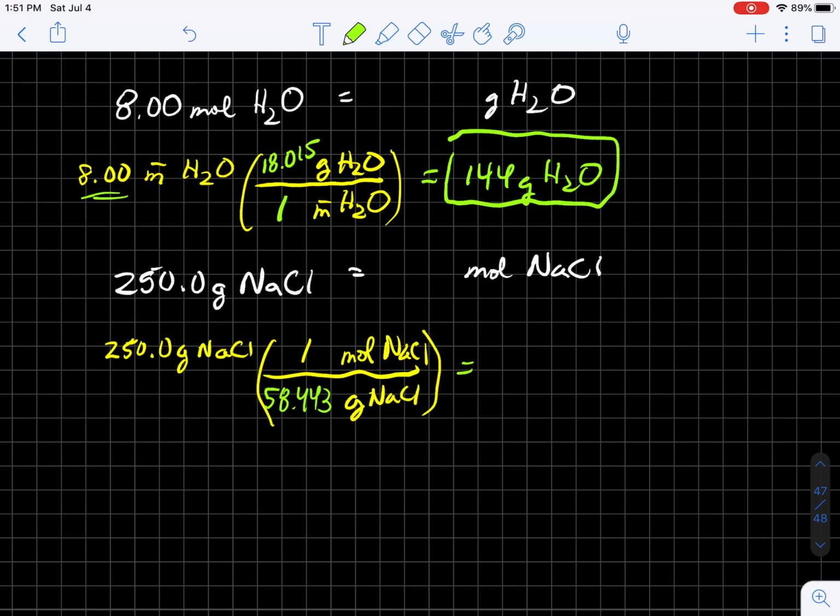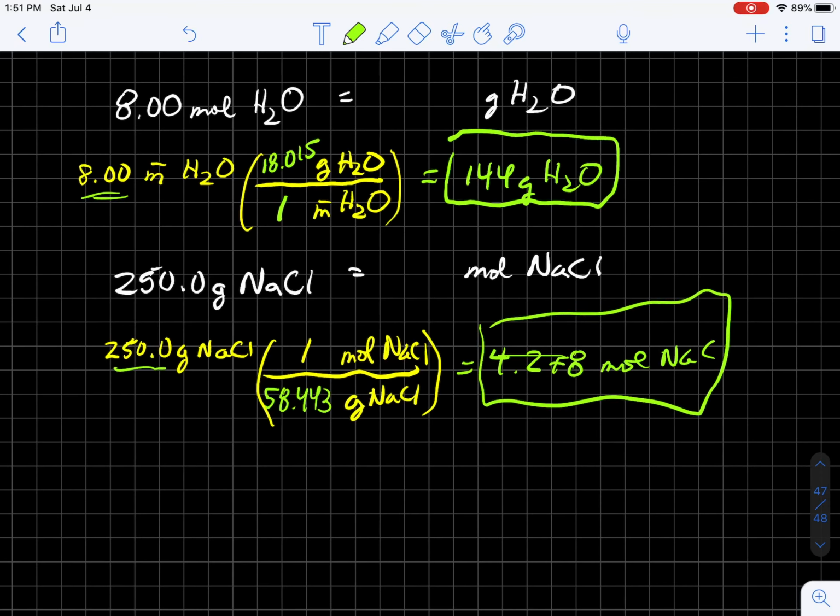So we do 250 divided by that, and we get 4.277672262, but I'm only going to use 4 sig figs. The 0 to the right of the decimal is significant. That makes the 0 in between significant, so all 4 of those digits are significant. So I'm going to round this up to 4.278 moles of sodium chloride. So grams to moles, moles to grams, pretty easy because we can find the conversion factor on the periodic table.